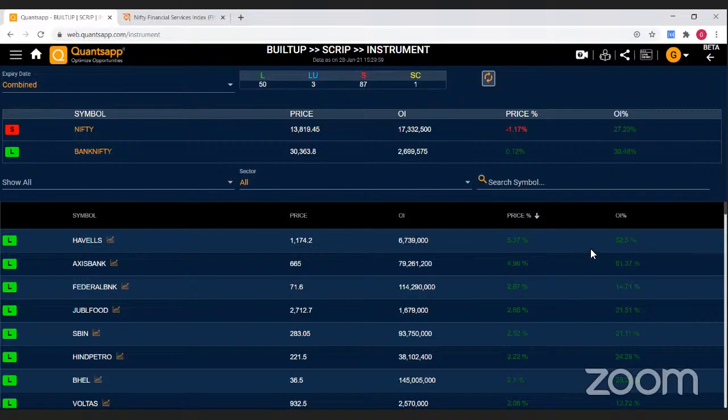So I can say that there's a long build up going on. Market participants are placing more bets even on the price rise. So it gives us a long side, and a better idea. The market participants are confident with the price rise. In the same way, I can see for any other stocks what kind of build up is going on. Long means when the price and OI both are going up.